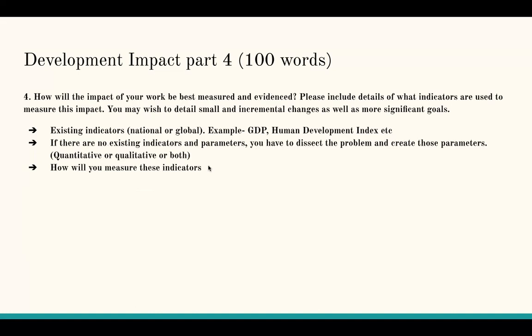And the last development impact question is, how will the impact of your work be best measured and evidenced? Please include the details of what indicators you're planning to use. You may wish to detail small and incremental changes as well as more significant goals. That statement itself is very important, because a lot of the time when people talk about development impact measuring, it's always the bigger goals. It doesn't necessarily need to be. It can be the small changes that you're planning to look for when you're narrating your plan.